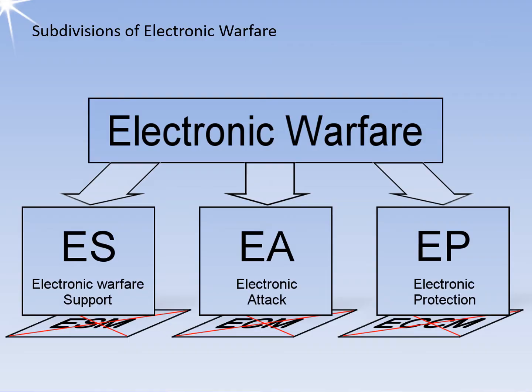The electromagnetic spectrum ranges from direct current to light and beyond, including the radio frequency spectrum, the infrared spectrum, the optical spectrum, and the ultraviolet spectrum. In summary, electronic warfare involves controlling and manipulating these various frequencies to gain an advantage in military operations.